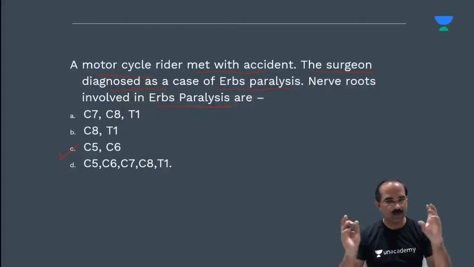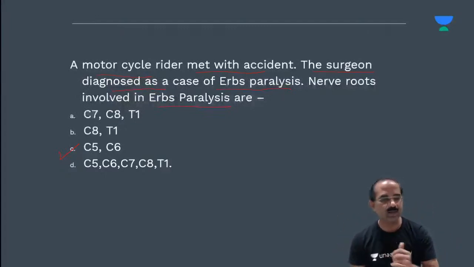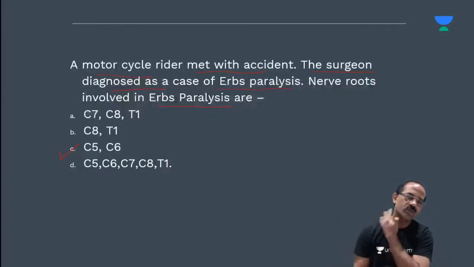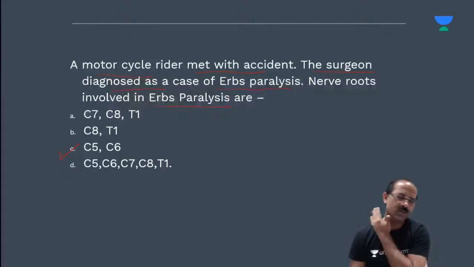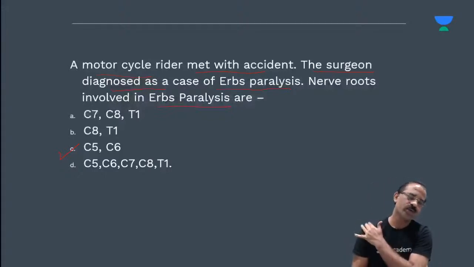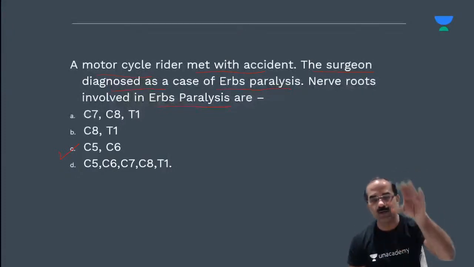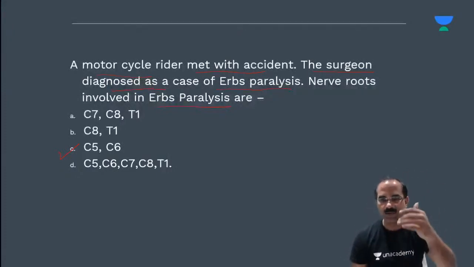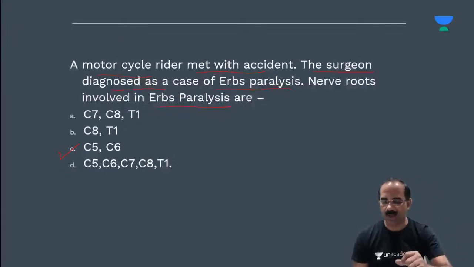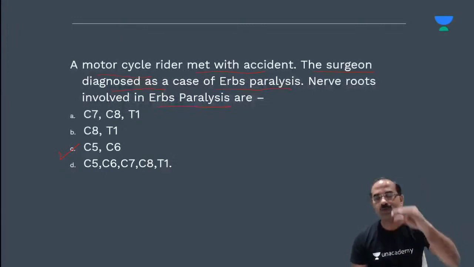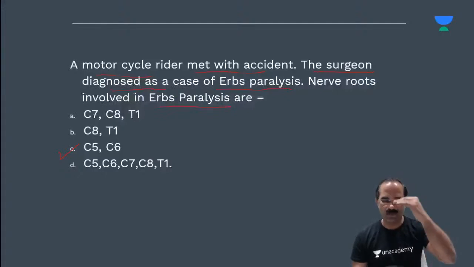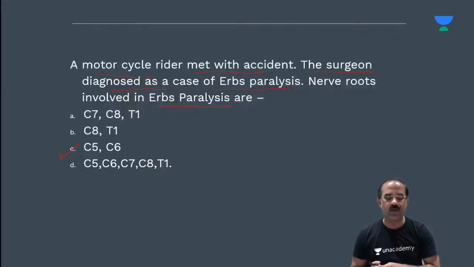A person is riding a bike or meets with an accident and there is a separation of the neck from the shoulder. This is the typical history. So where is the pressure coming upon? The upper trunk of the brachial plexus. What is that paralysis known as? Erb's paralysis. And which are the roots forming the upper trunk? C5, C6 forms the upper trunk.